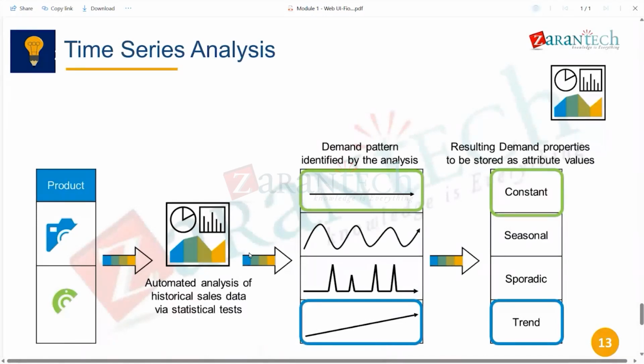Now we are moving towards the time series analysis in the next modules. So what exactly is the time series analysis? We'll have a deep dive into this in the subsequent session, but it's basically the automated analysis of historical sales data. For example, you have to define the horizon for which you want to measure your sales history, and then use that history and populate the data for your future forecast.